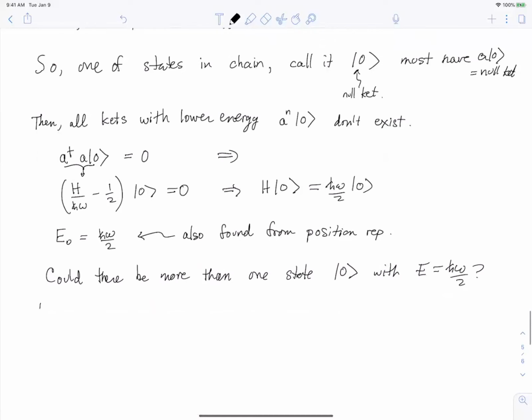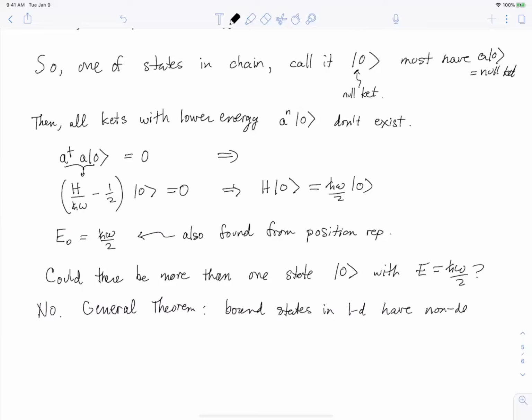And the reason it can't happen is we proved a general theorem that energy eigenstates are not degenerate for bound states in one dimension. We proved that in a previous lecture. So bound states in 1D have non-degenerate energies.